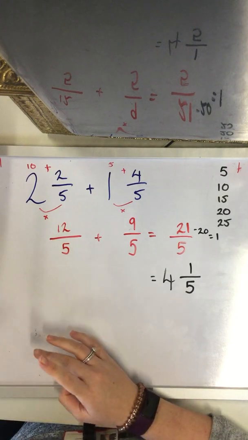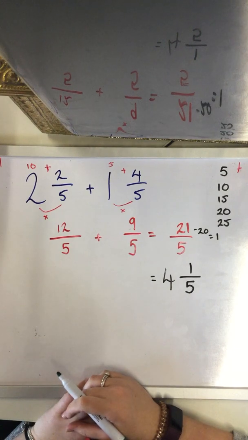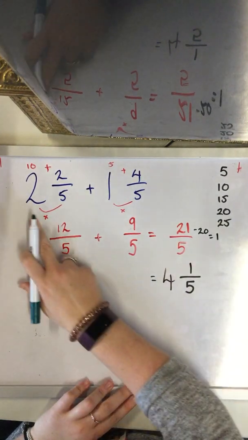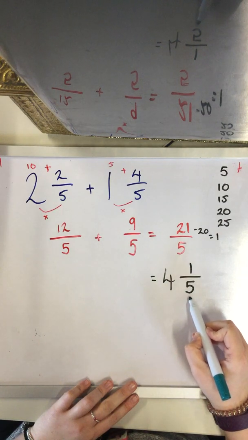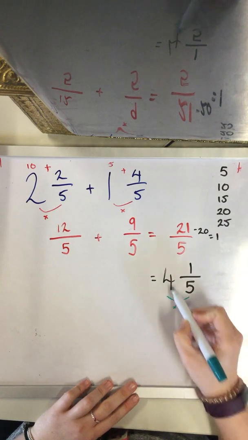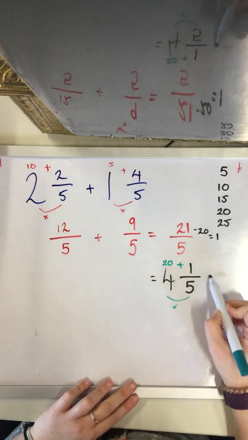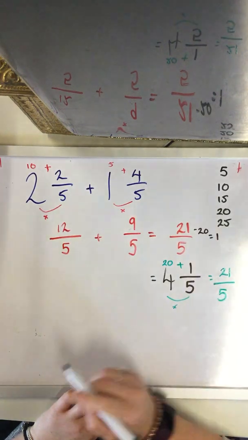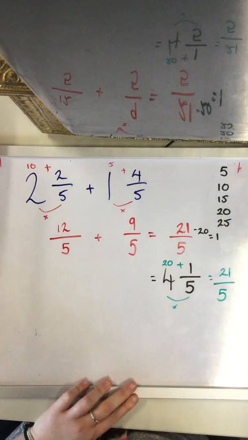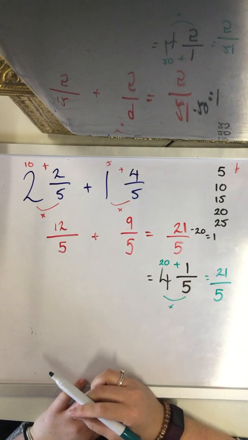Now, just like yesterday, we always like to check. We have the time to sit and check. Reverse like we did over here. Just going to double check. I know that 5 times 4 is 20 plus the 1 would give me 21 over 5. And I now know that I am correct.